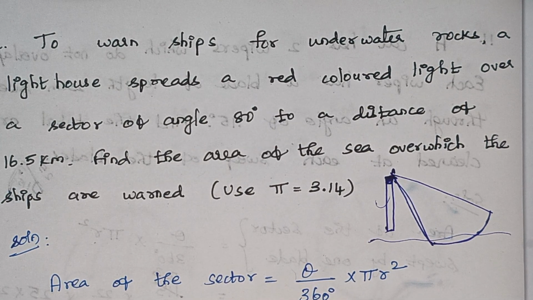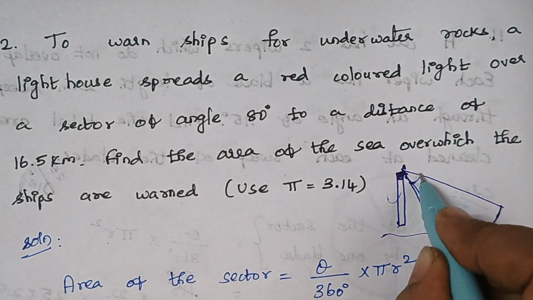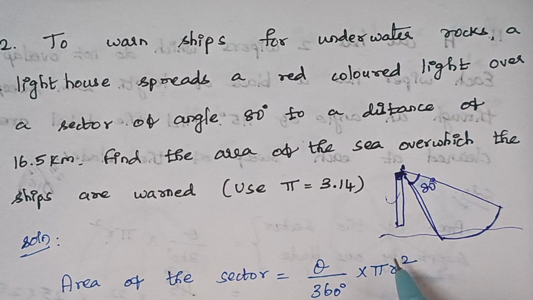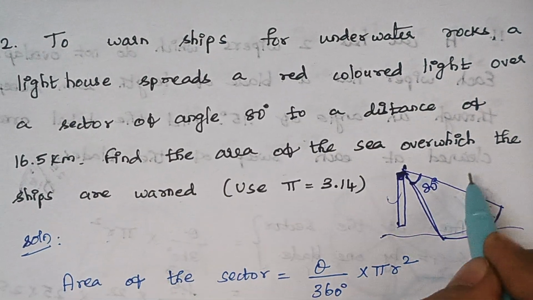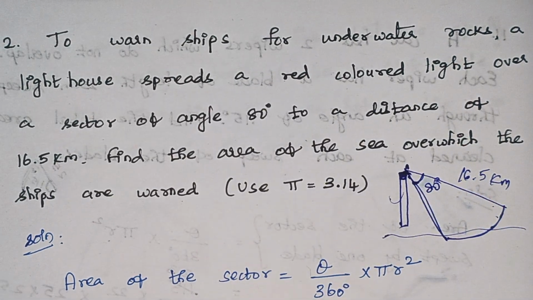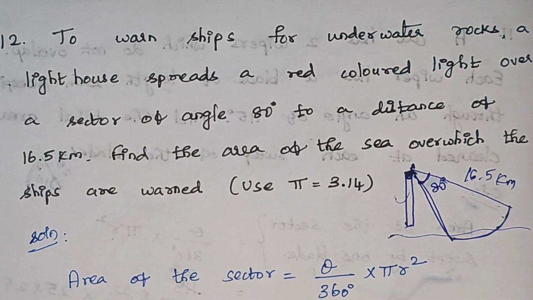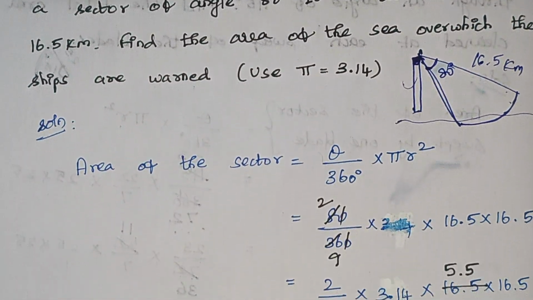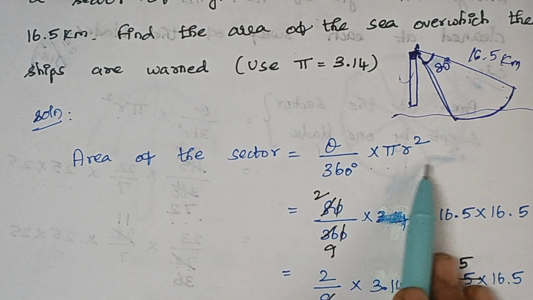Again here, when you keenly observe, this is a sector, right? So what is the angle? The angle of the sector is 80 degree. And what is the distance here? What is the radius? It is 16.5 kilometers, right? So here we have to find the area of the sector. So area of the sector is given by the formula theta by 360 degree into pi r square.